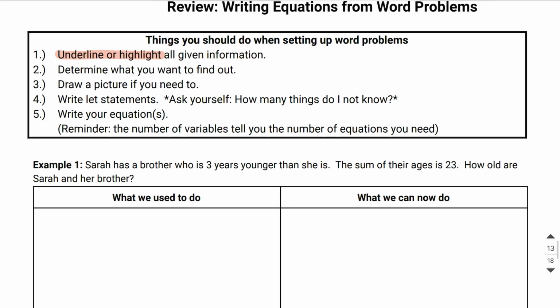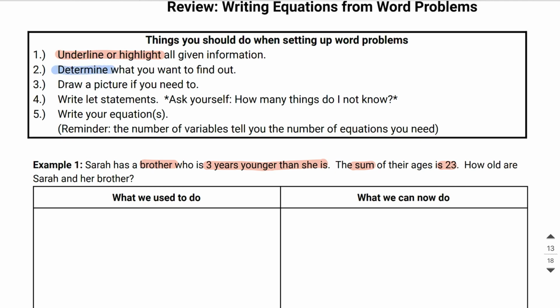So let's look at example number 1. It says Sarah has a brother who is 3 years younger than she is. That's key information. Her brother is 3 years younger than she is. The sum of their ages is 23. That's also key. How old are Sarah and her brother? So we want to figure out how old Sarah and her brother are.